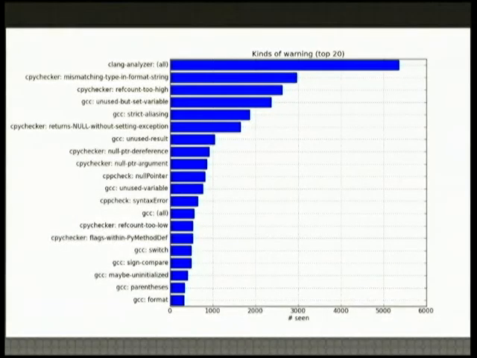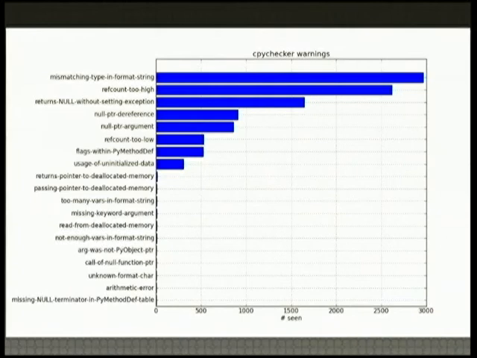So in terms of the complaints, this slide attempts to show the tool, then the test within the tool, and the frequency. I hope that's readable. Unfortunately, I haven't yet been able to break out LLVM's Clang analyzer into separate things. But after that, the topmost is mismatching type in format string from cpychecker, and then reference count too high, and there's some GCC warnings, which I'll skip onwards from.